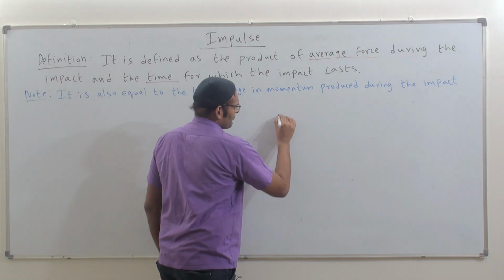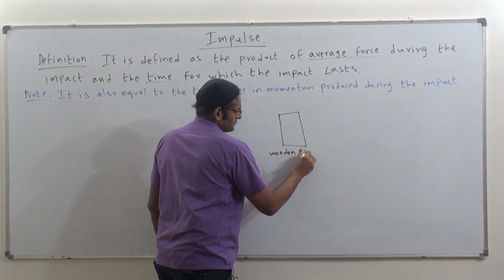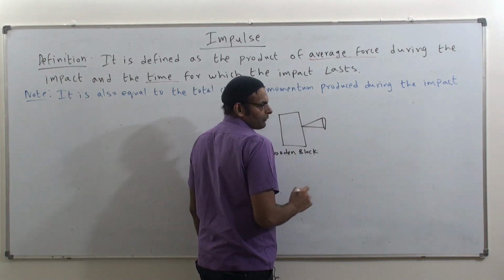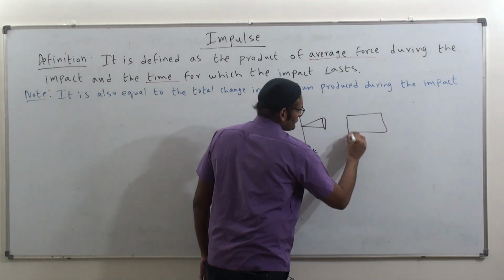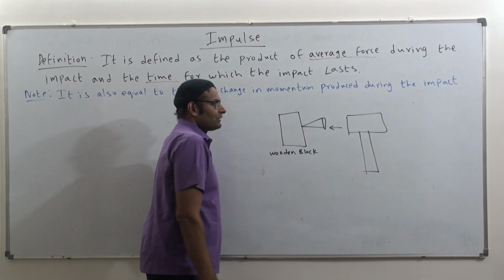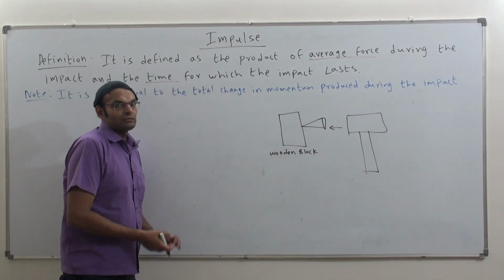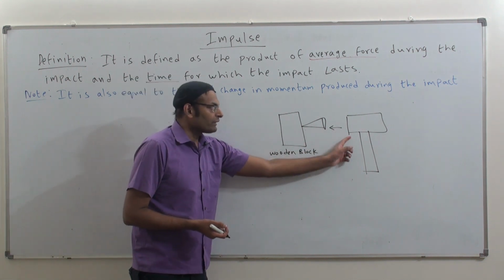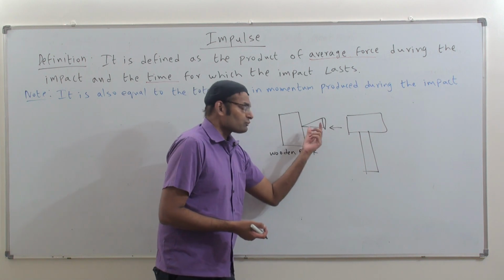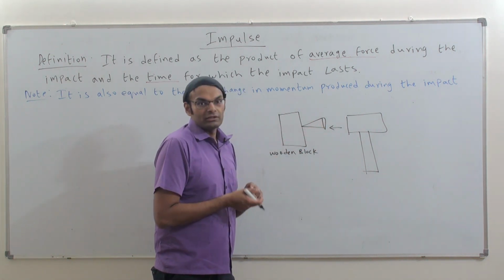So I'll take a wooden block. I want to insert a nail into the wooden block. So what do I do? I take a hammer and hit the nail using the hammer. Now we need to understand a point here. The time of force of impact of the hammer onto the nail is very small, and the same way the force varies as I hit the nail while inserting it into the block.